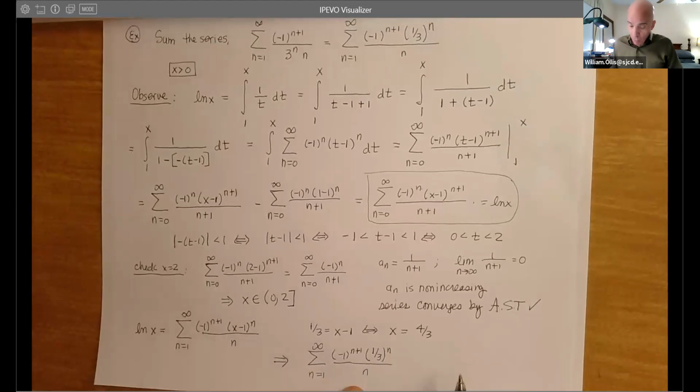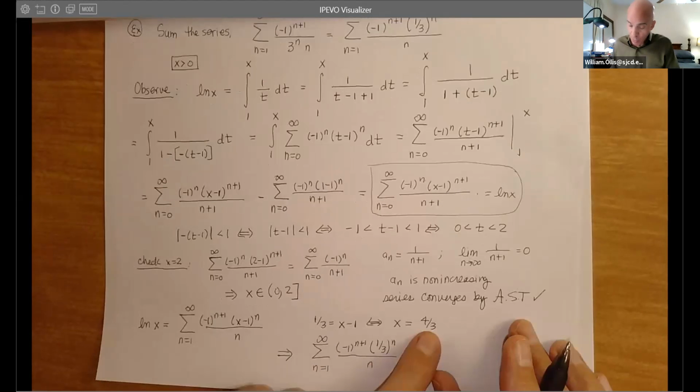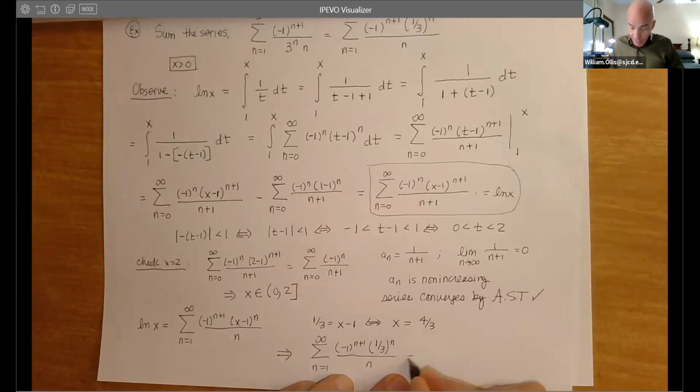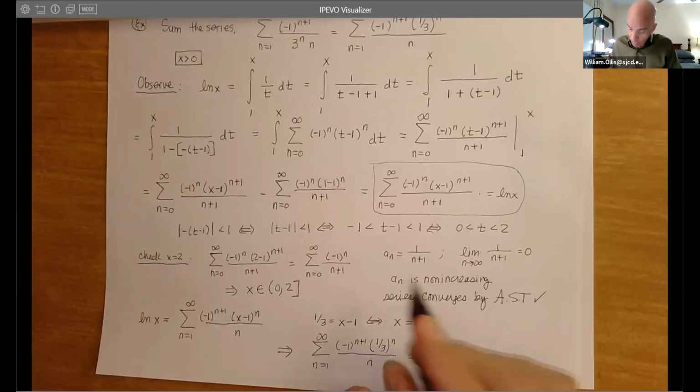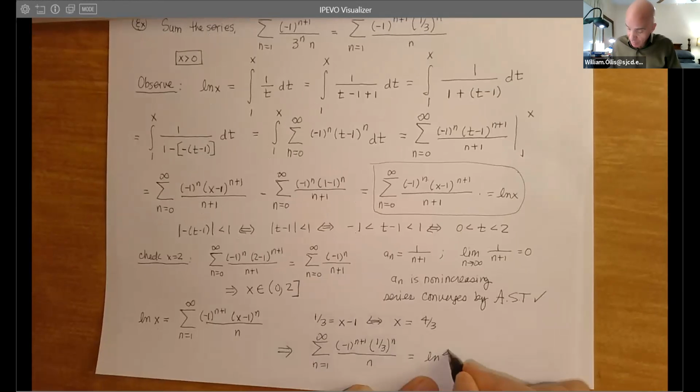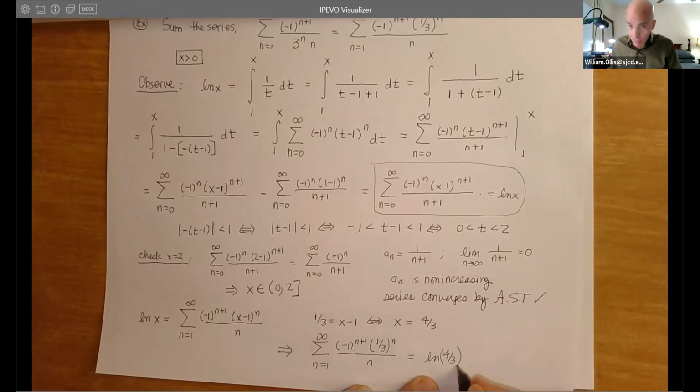So now we see that we just replaced x with 4/3 to get this. And so that's just what? ln of 4/3, and that's clearly in this interval. So that series is natural log of 4/3.